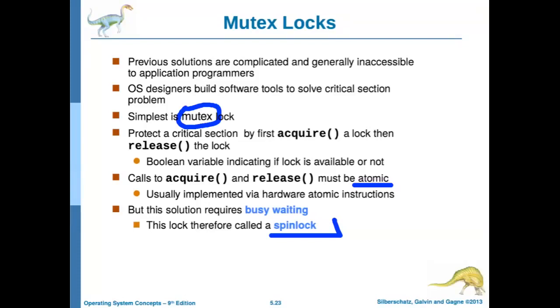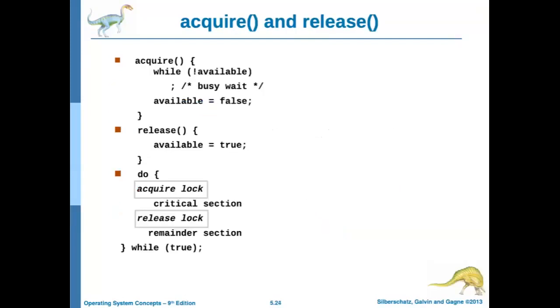As the name suggests, busy waiting. If the resource is busy, you have to wait. That is its very simple meaning. So for example, how acquire is implemented is something like this: acquire, while not available. So for example, available is the lock here. While not available, that means if the lock is not available.